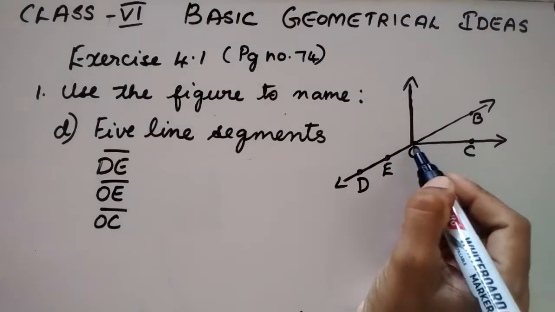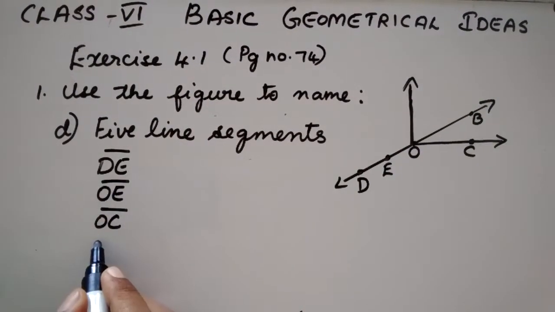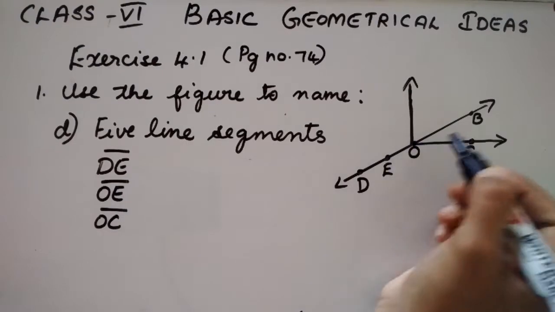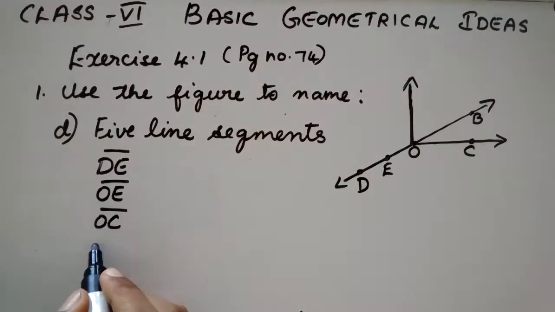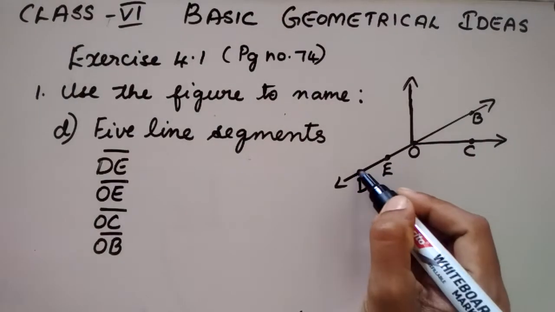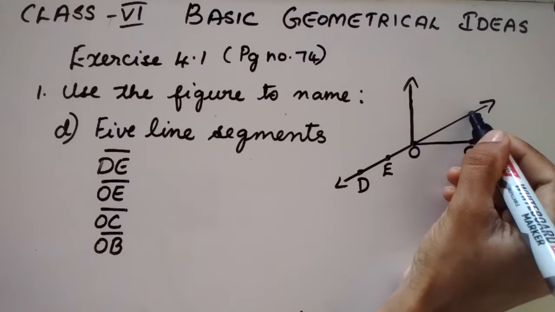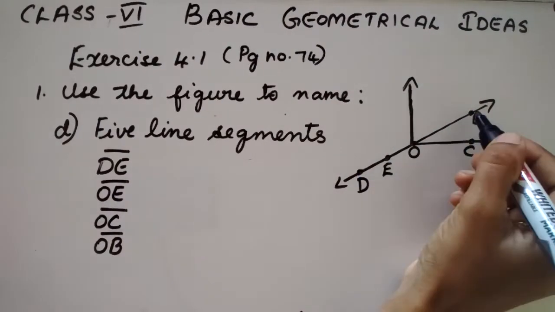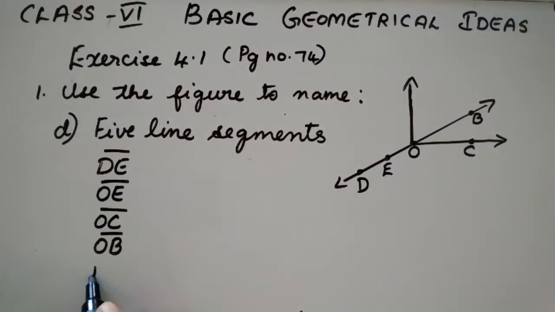Next we have OB, 2 fixed points, this one and this one. So OB as a line segment. Next we can consider DB, 2 fixed points, the point D and point B. So DB. Is this clear, students?